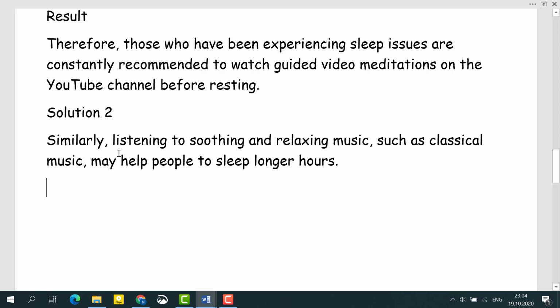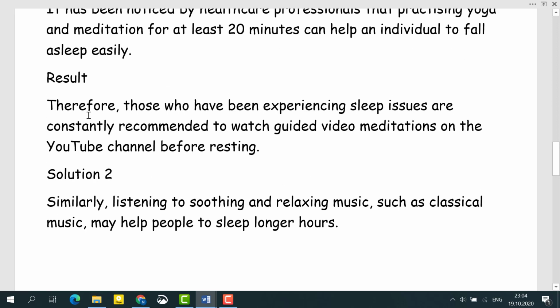So similarly, so we have already spoken about the first solution. Now we're talking about a second solution which has a similar positive effect, and therefore we can use the word similarly and make sure to use a comma here. Listening to soothing. Soothing means calm and nice, and relaxing music. Now I'm giving you an example here. So when you use the word such as, and when you're talking about something, you should use two commas here. So such as classical music, and then may help people to sleep longer hours.